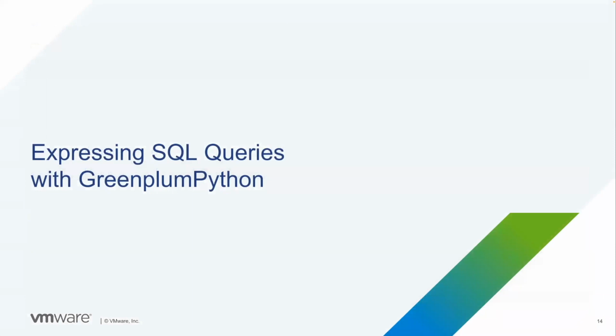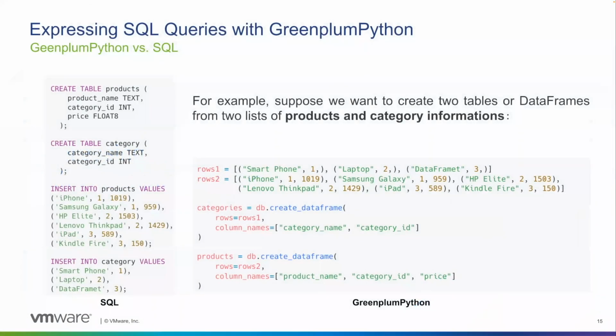Now let's take a look at some illustrative examples of how to express SQL queries with Greenplum Python. So to start, you can find SQL queries on the left hand and Greenplum Python commands on the right hand. Let's suppose we have two lists of products and category information. We can easily create two data frames from this list, row 1 and row 2, without writing any explicit SQL syntax. Instead, we simply use the create data frame function and passing the rows as arguments. And as a result, we obtain two data frames, categories, and products.